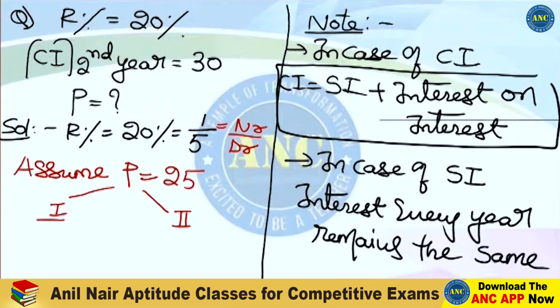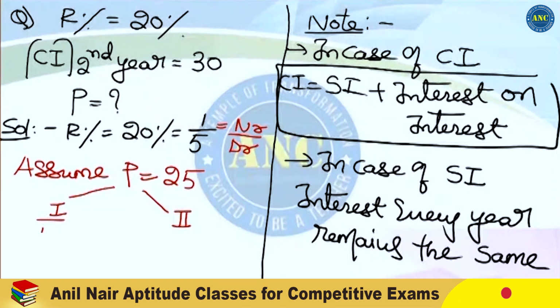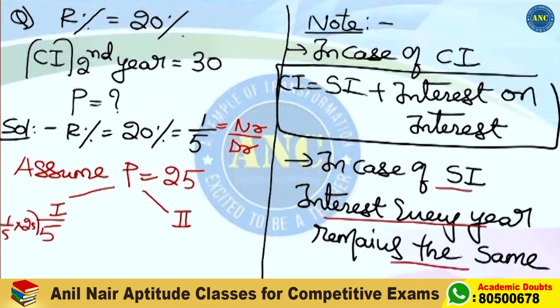SI is 20% on 25, which is 5. 1 by 5 into 25. SI, interest every year remains the same. Here also it is 5. 1/5 of 25 is 5.